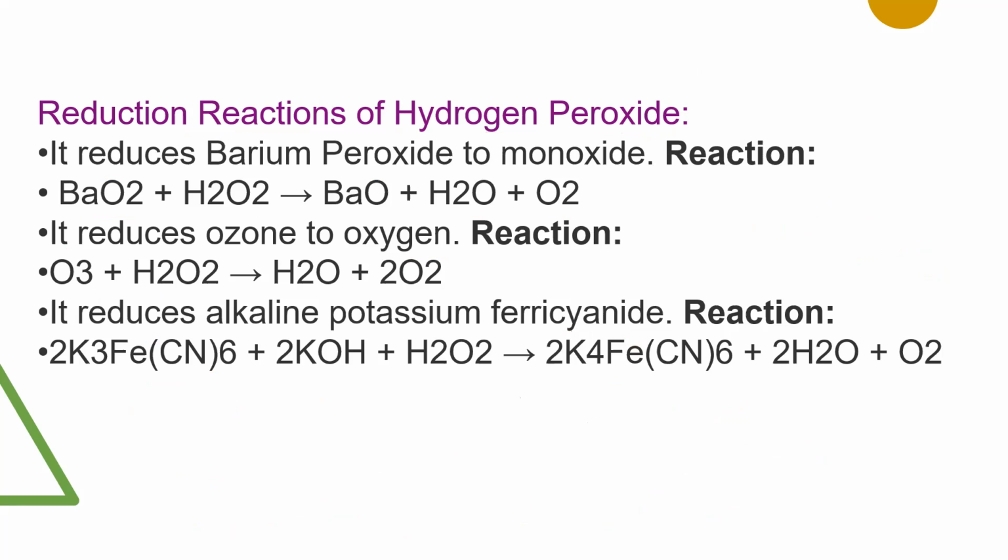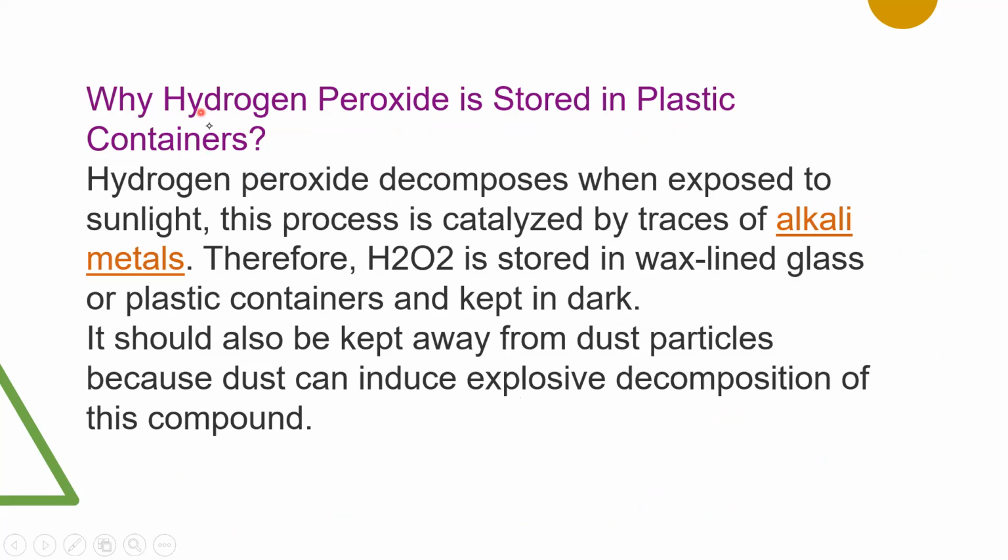Let us see next now. Next concept. Why is hydrogen peroxide stored in plastic containers? This question is very important. Hydrogen peroxide decomposes when exposed to sunlight. This process is catalyzed by traces of alkali metals. Therefore, hydrogen peroxide is stored in wax-lined glass or plastic containers and kept in the dark.